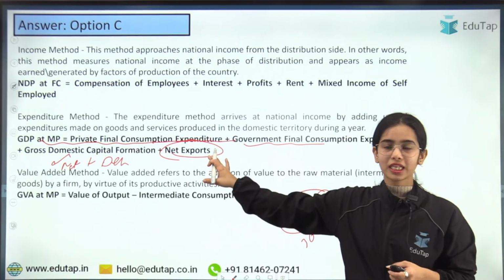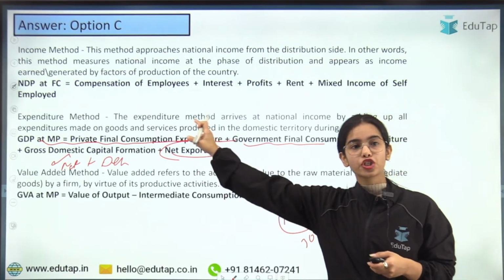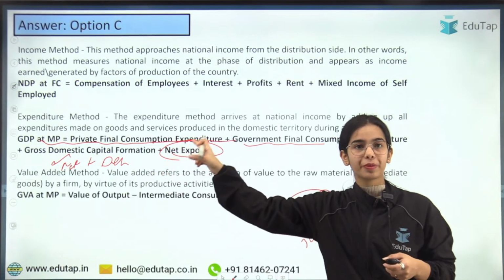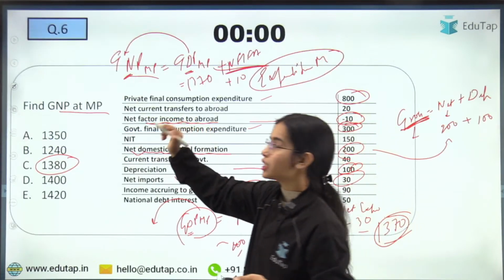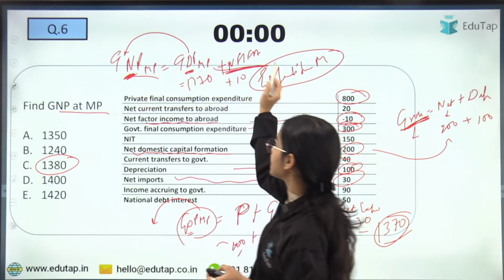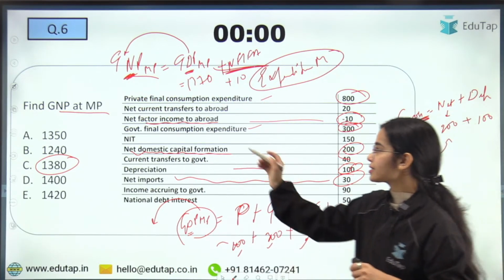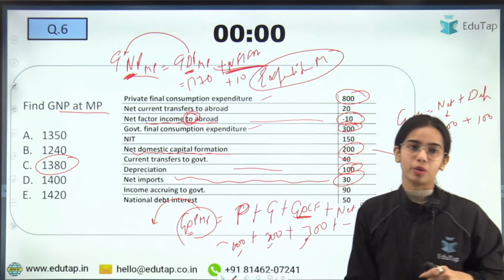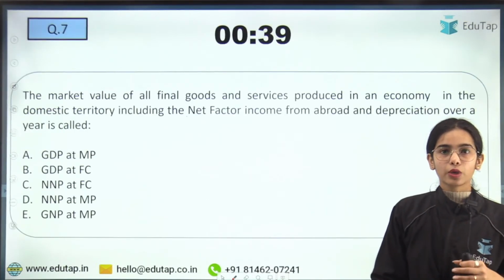If you are adding all the expenditure that is here, you are reaching the GDP at MP, but you have to calculate the GNP at MP. So you have to convert this domestic into national by adding the net factor income from abroad, that is the opposite of net factor income to abroad. Okay, now coming to the next question.